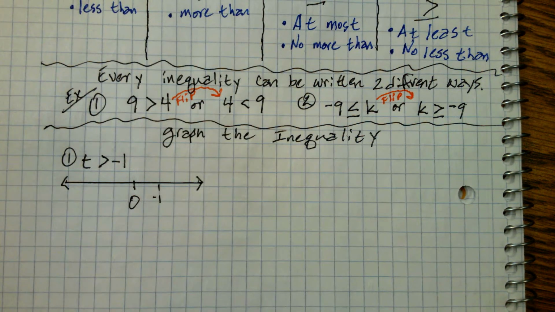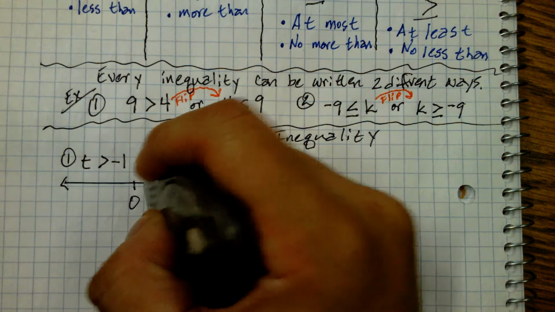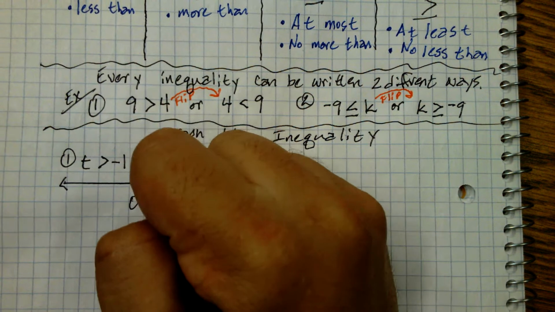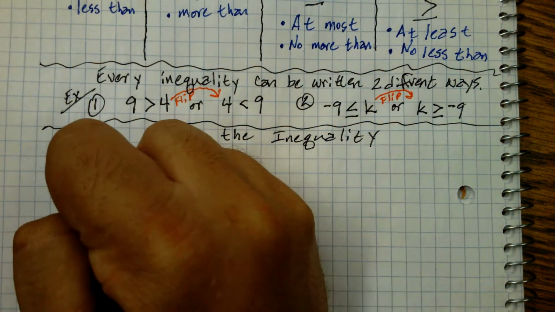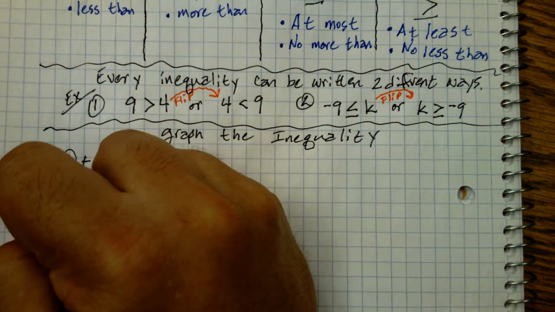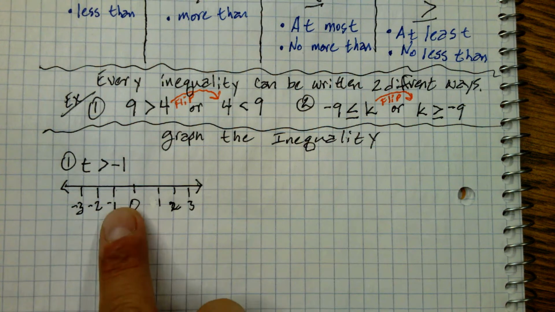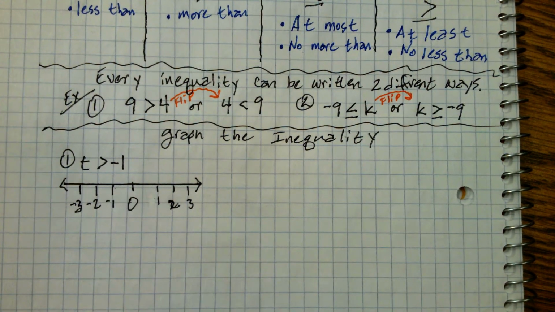Started off with, this is the positive side. Okay, +1, +2, +3. Okay, I want -1. Now, so everything happens in and around -1.